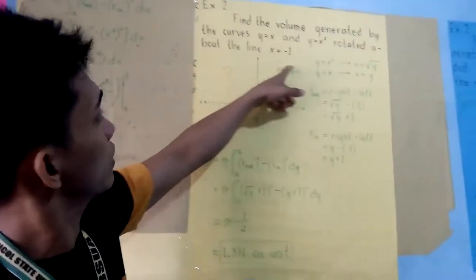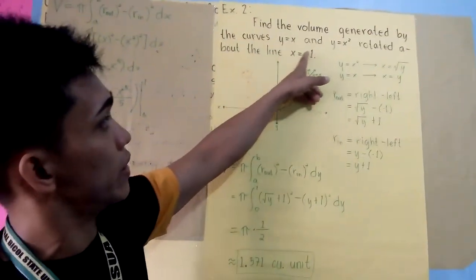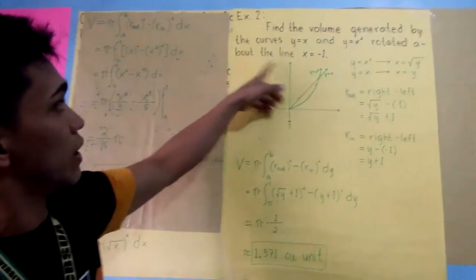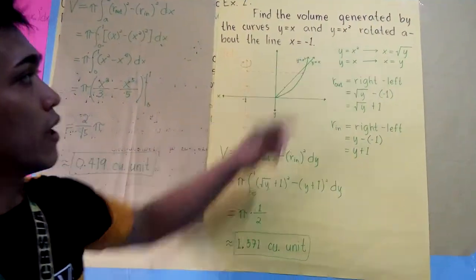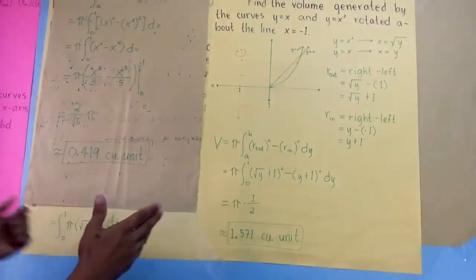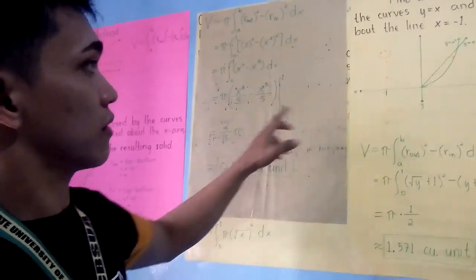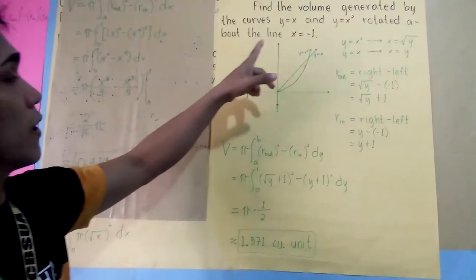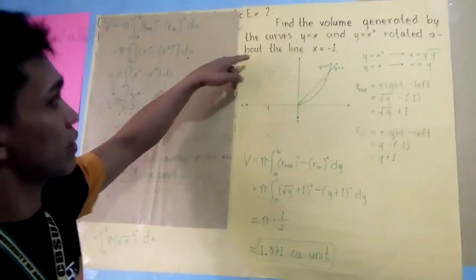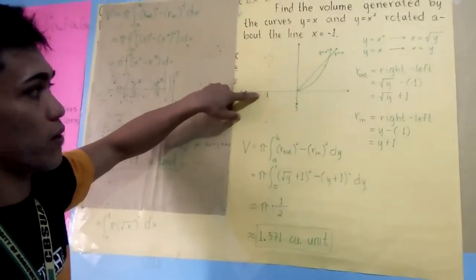Find the volume generated by the curves y equals x and y equals x squared rotated about the line x equals -1. As you can see, it is the same as example number 1, but this one will rotate about the line x equals -1.